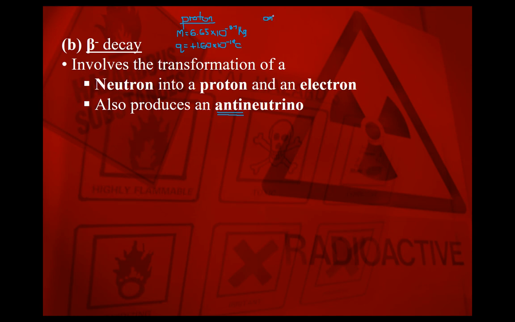An antiproton, which is the antimatter equivalent, would have the same mass, but it would have an opposite charge. So your Q here would be negative 1.60 times 10 to the negative 19 coulombs. So the difference between matter and antimatter, if we're looking at the same type of particle, is the same mass and opposite charge. Great, that kind of makes sense.